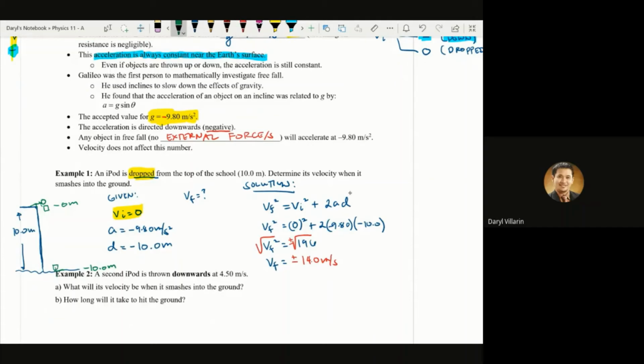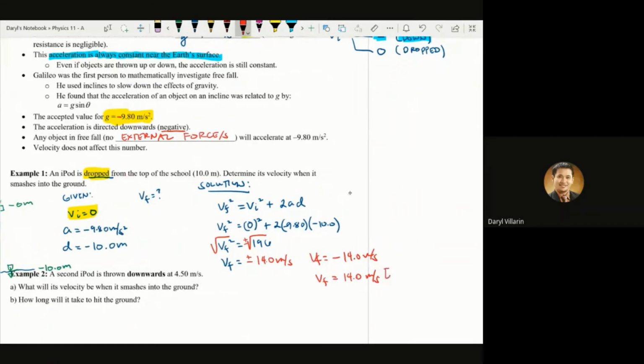So what is the direction of that? The direction of that is negative. So therefore you choose the negative. So your Vf should be negative 14.0 meters per second. Again, for the final answer, negative doesn't constitute direction, but it helps you identify the direction. Since in your coordinate system, the negative symbol means down, its direction is downward, or down.